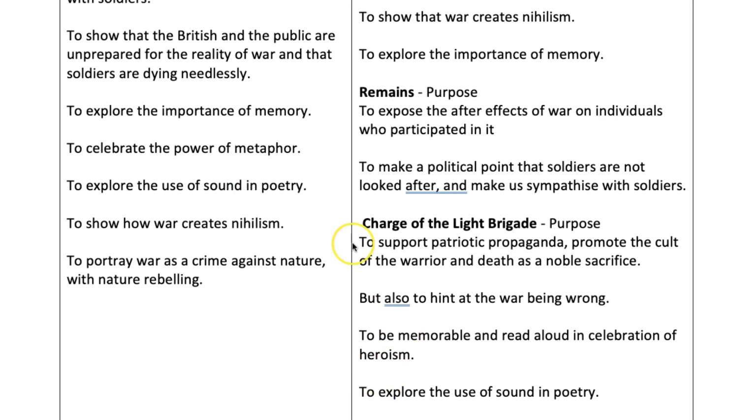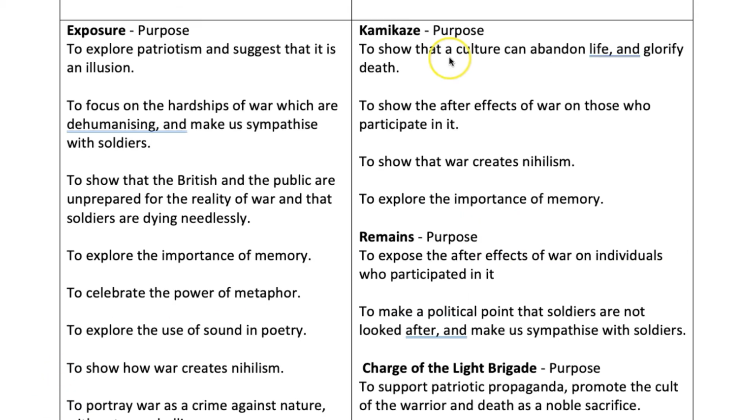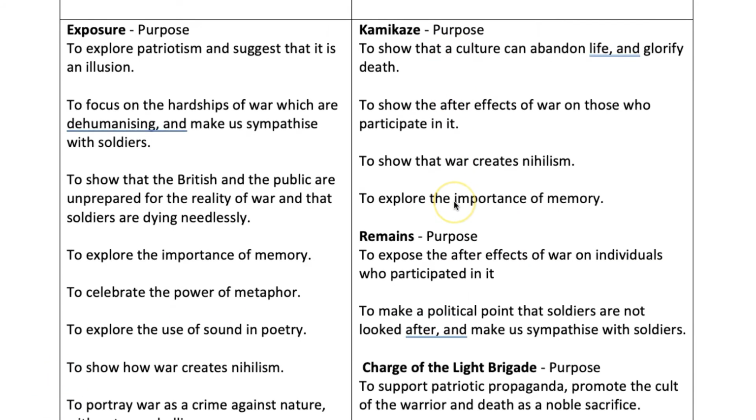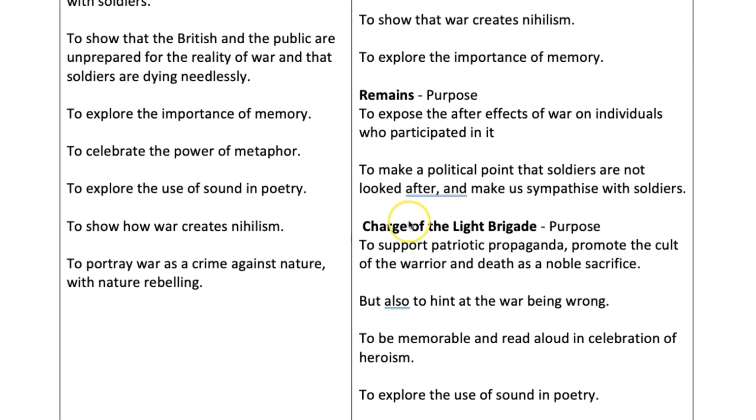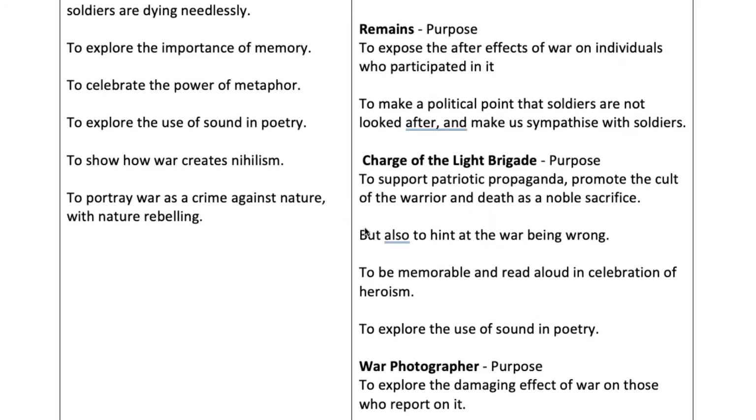So that's going to be a structure point, and therefore Charge of the Light Brigade is going to be a top comparison to use. And remember, tactically, I want to revise the ones that are written before 1918. So even though I preferred my first comparison to Kamikaze, I'm actually going to find that being able to write about structure and form is going to be easier writing about Charge of the Light Brigade. So this is going to be my go-to comparison.